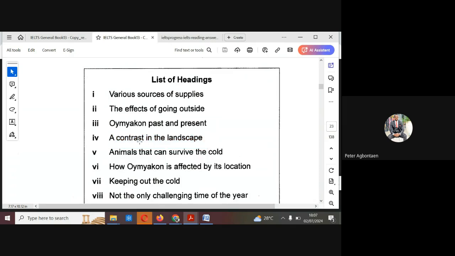Now here they said a contrast in landscape. When you say contrast, contrast means differences. So that means you should expect this paragraph to tell you about different landscapes, to tell you probably some of the land in Oyemakon is smooth and some of the land is rough, something like that. So any paragraph that tells you about contrasting landscapes, this will be the answer to that particular paragraph.